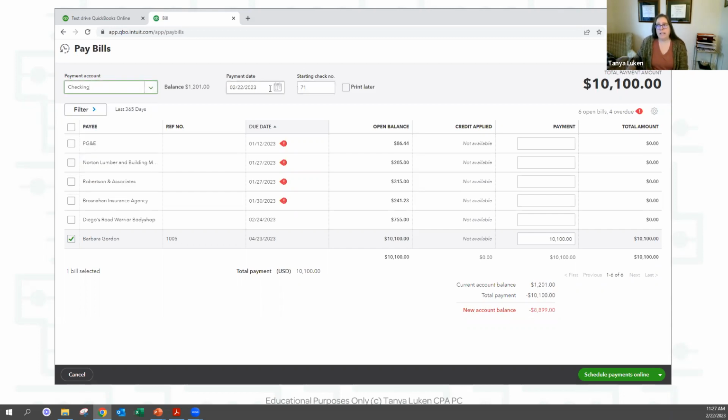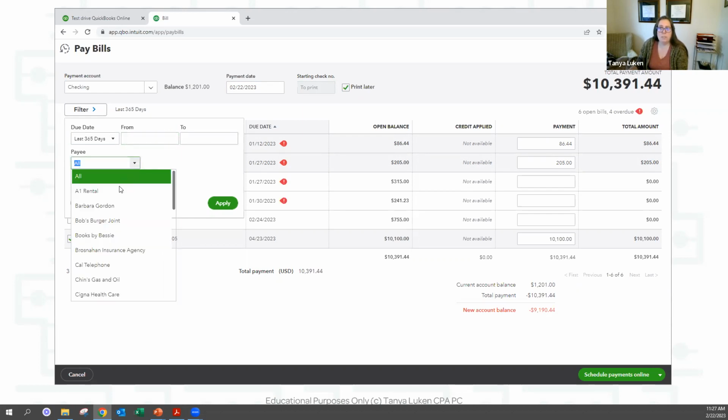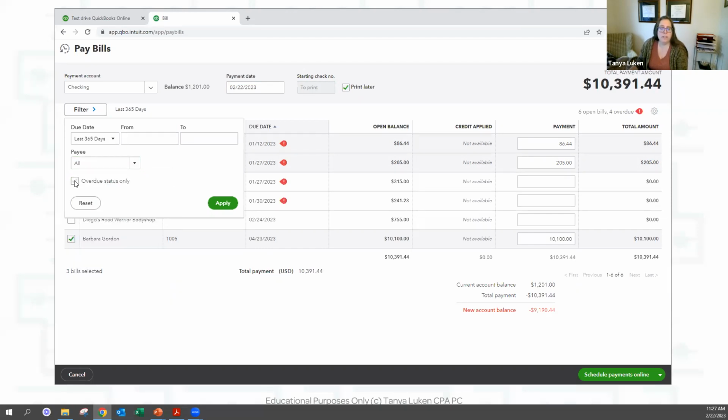From the checking account, it's going to ask when we're going to pay her, so usually it would be today, and what our starting check number is. If we wanted to print checks on physical check stock, you would check this box. Then you would mark off any and all that you want to pay. You could filter your reports if you have a lot of bills to pay, for example. You could filter it to ones that are due today, ones that are due this month, things like that. You could pick a certain date range, or you could pick any one of your vendors. You could pick ones that are only overdue.